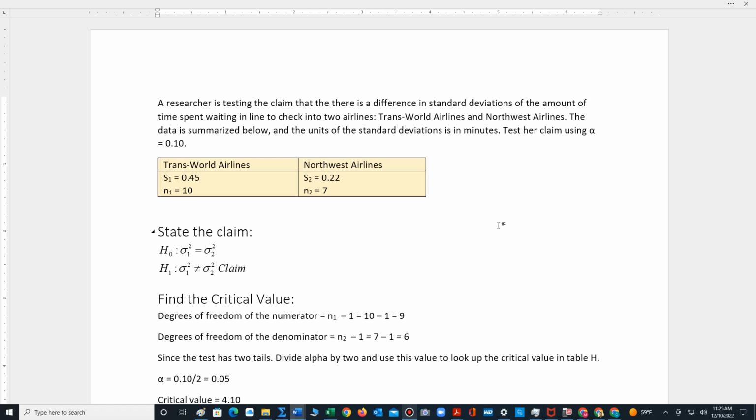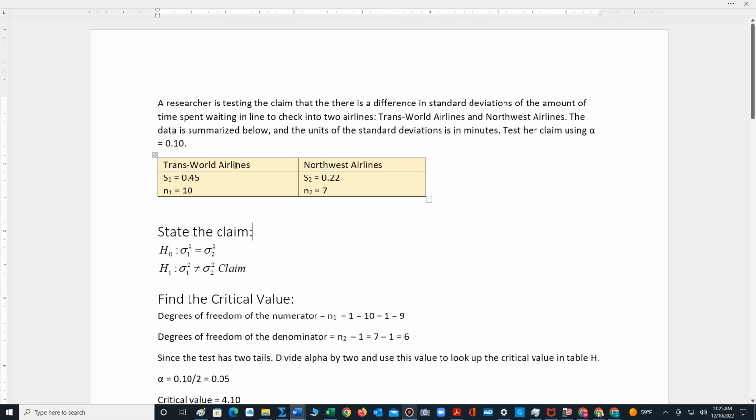It says a researcher is testing the claim that there is a difference in the standard deviations of the amount of time spent waiting in line to check into two airlines, Trans World Airlines and Northwest Airlines. The data is summarized below, and the units of the standard deviation is in minutes. Test a claim using alpha 0.10.